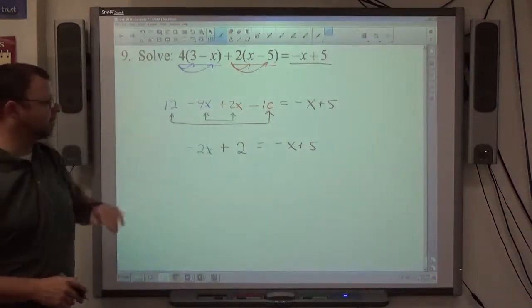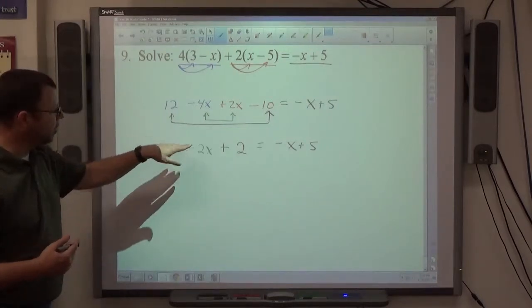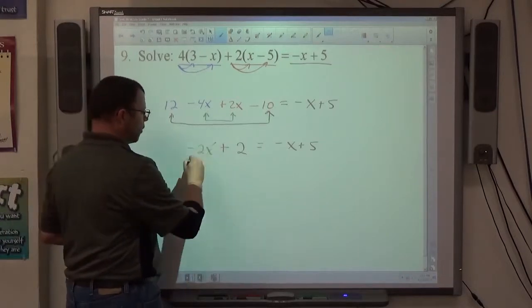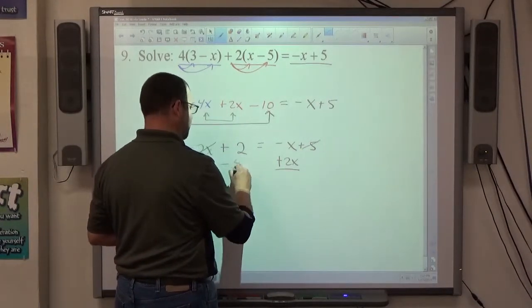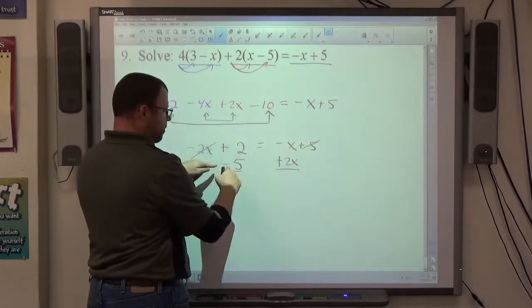That right-hand side just keeps coming down. I'm not doing anything to it. What's left now, I've got letters on both sides, numbers on both sides. Again, make a decision. We're going to move 2x over to the right-hand side. Move 5 over to the left-hand side. Negative 2x became positive. Positive 5 became negative.